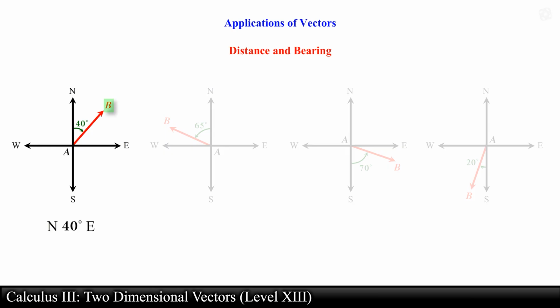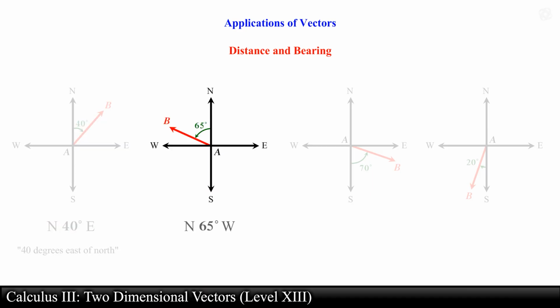The bearing of point B from A will be pronounced as 40 degrees east of north. Notice that we start on the line that faces north and then move 40 degrees towards the east. The second bearing would be denoted as follows, and would be pronounced as 65 degrees west of north. Once again, notice that we start on the line facing north and move towards the west, 65 degrees, and stop.